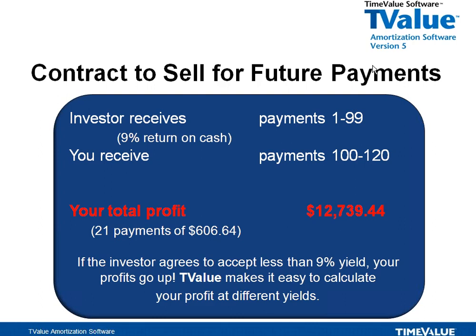Okay, and you can massage these numbers in TValue. So, as a note here at the bottom, if the investor agrees to less than a 9% yield, maybe they only want 7%, or that's what they're shooting for, your profits go up. And TValue is going to make this very easy for you to look at these scenarios and create the best compelling offers to a seller and offers to an investor.